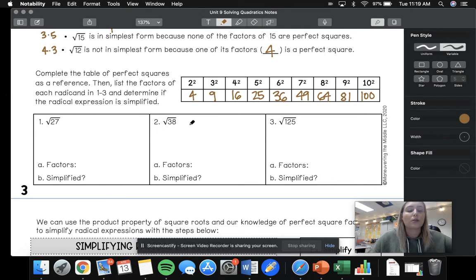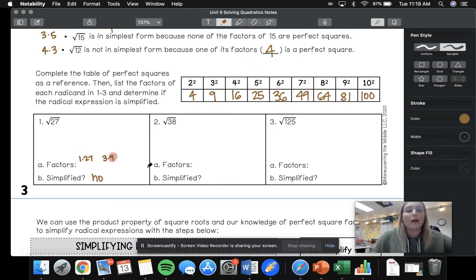Okay, so to help us figure out if it is simplified or not, we need to look for factors of these radicals. Okay, so 27. I can make 27 by doing 1 times 27. 2 doesn't work, that's a decimal, and I could do 3 times 9. I'm checking to see, are any of these perfect squares? Well, 9 is a perfect square, so it can be simplified. So it is not yet fully simplified.